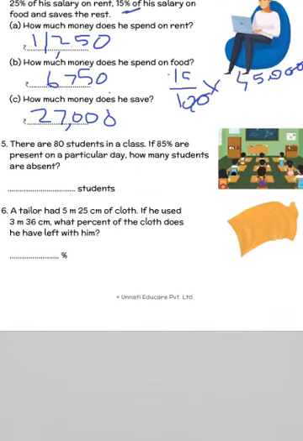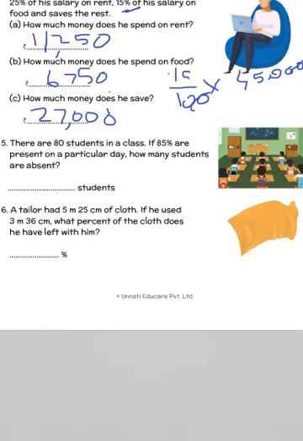There are 80 students in a class. If 85% are present on a particular day, how many students are absent? Remember, we have 85% who are present, which means that 15% of the students were absent. So it is 15 divided by 100. And what's the total number of students that we have? We have 80, multiplied by 80.